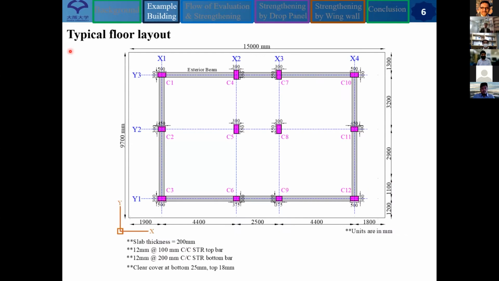This is the typical floor layout of a flat plate building. Here you can see exterior beams exist in the peripheral frame, and the interior columns are not connected with beams. The slab thickness was around 200 millimeter, and 12 millimeter top bars at 100 millimeter spacing center to center were used, and for bottom bars 200 millimeter spacing was used in that building.